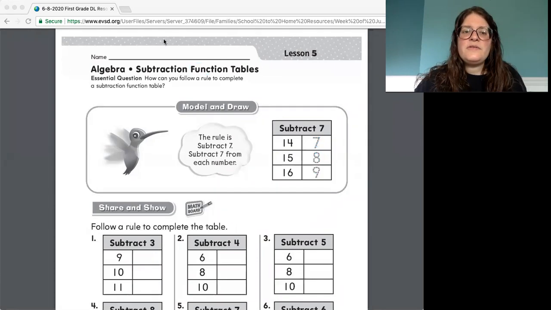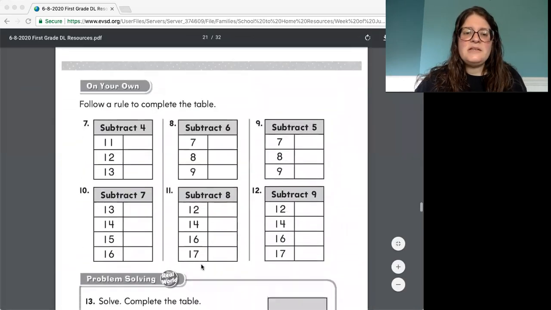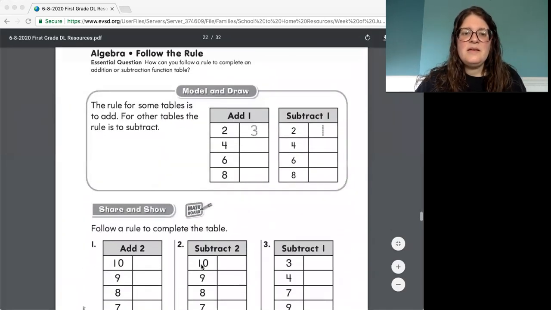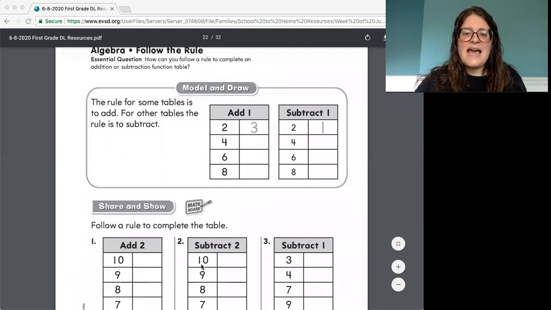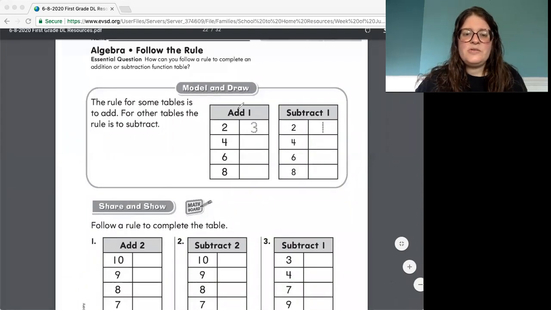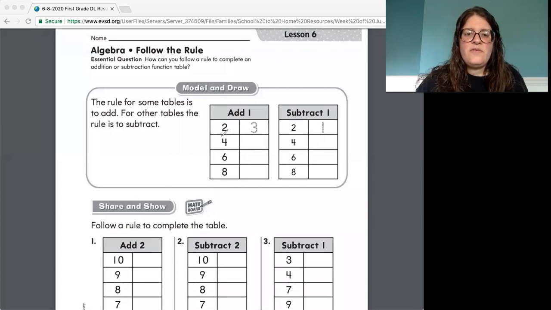All right, so if you go down to the next page, it's the same thing, but you're gonna do adding. So this one is really easy. We'll do it together. We're gonna add 1. 2 plus 1 is 3. 4 plus 1 is 5. 6 plus 1 is 7. 8 plus 1 is 9.